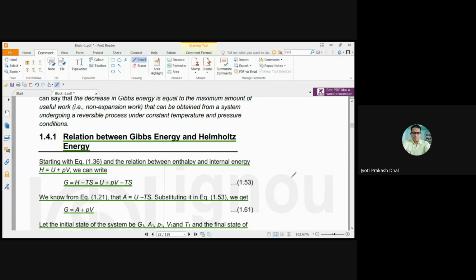But this relationship can change when the system changes from one state to another state. So we will derive the relationship when the system moves from state 1 to state 2.